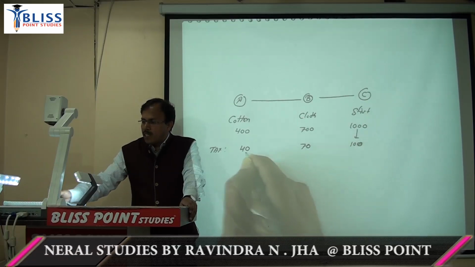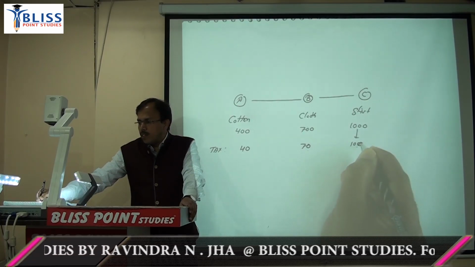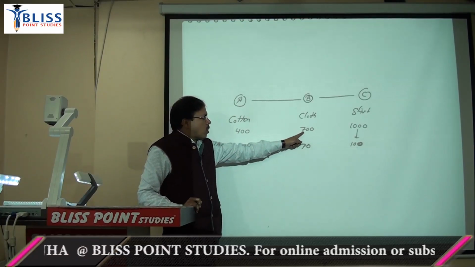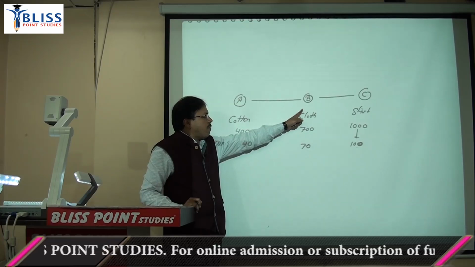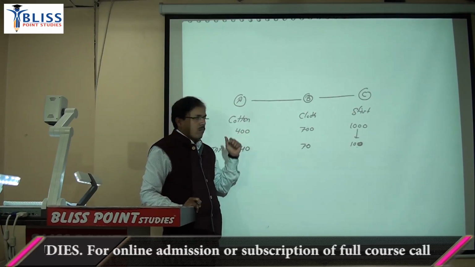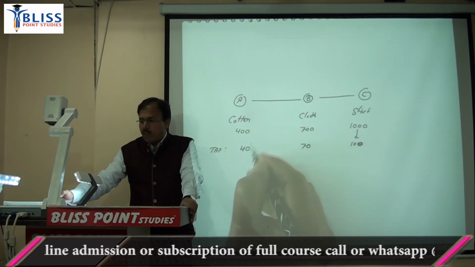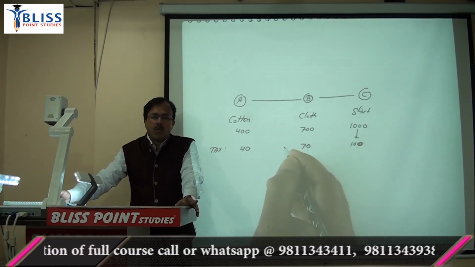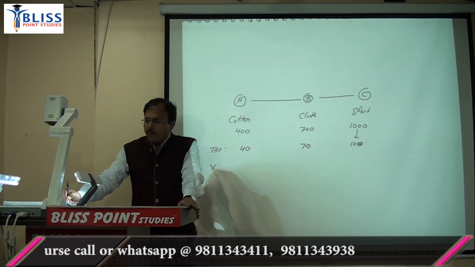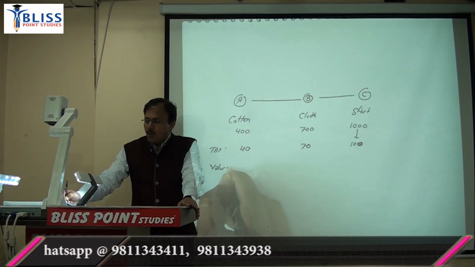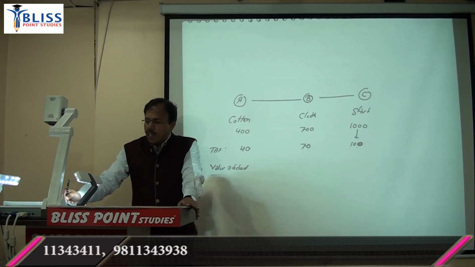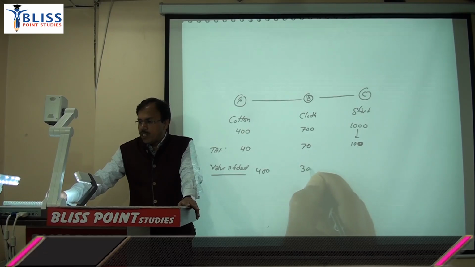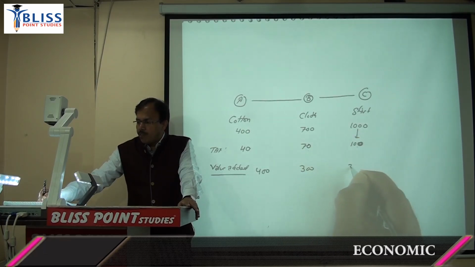So tax of 40, 70 and 100. Now you can simply say that in order to produce cloth, this manufacturer has purchased cotton, and on that cotton 40 rupees tax was already paid. So ideally he should be paying tax only on the value addition. If you calculate the value added part, then value added at first stage is 400, at second stage how much is the addition? 300, and at third stage again the addition of 300.